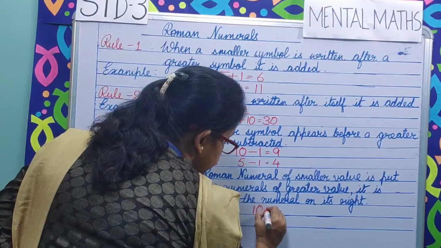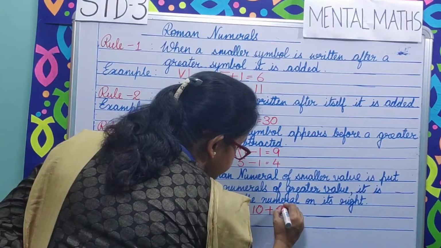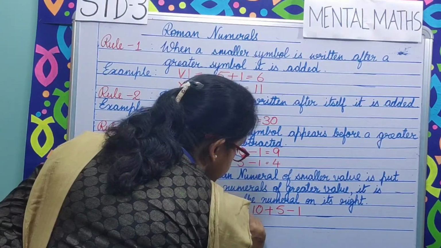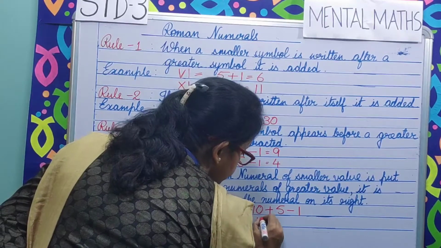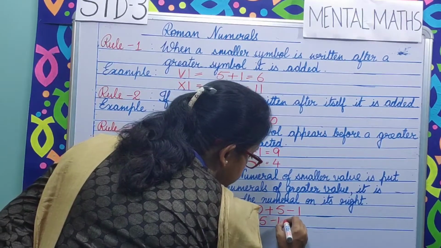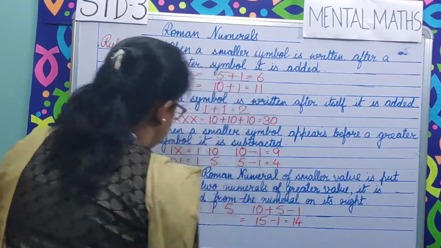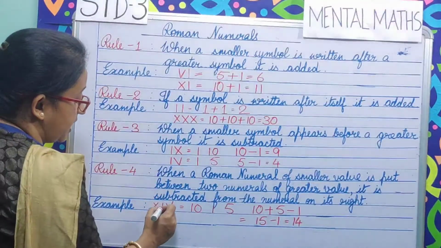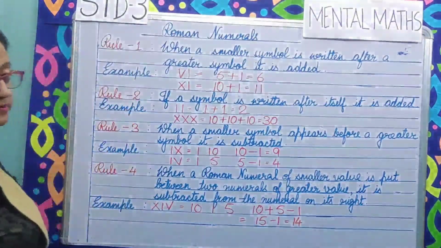So 10 plus 5 minus 1, that equals 15 minus 1 equals 14. So the value of this XIV is 14.